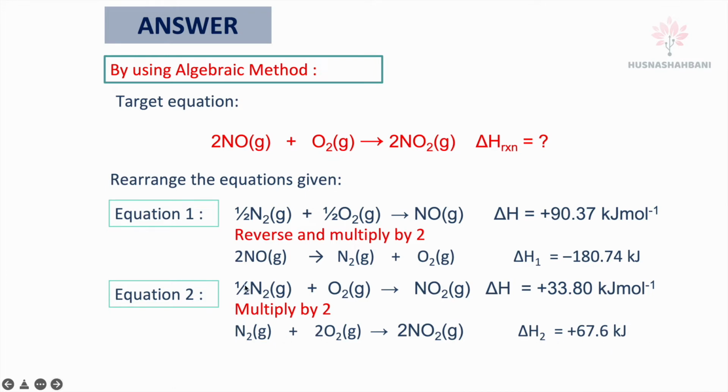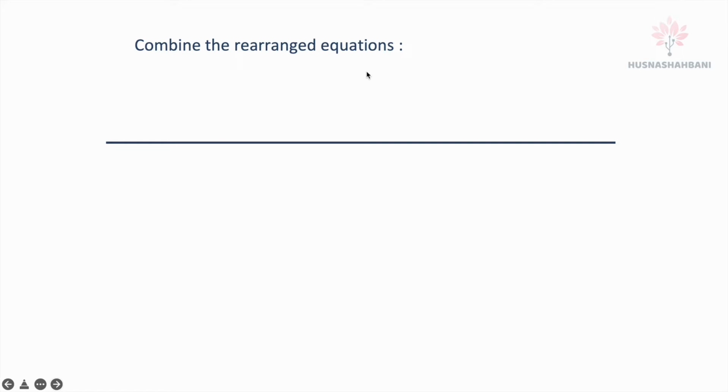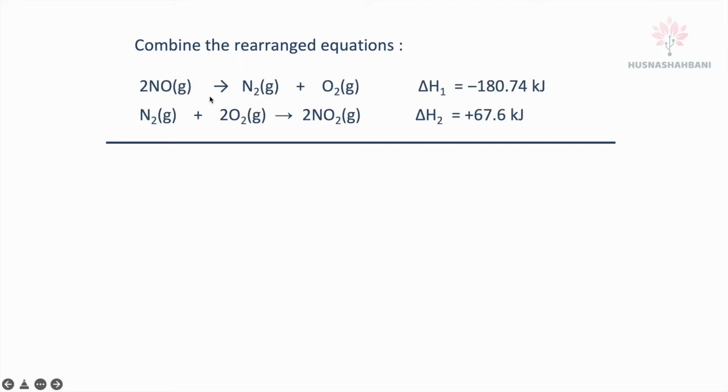And you have to multiply by 2. This is half multiplied by 2, you will get 1 mole. And oxygen 1 mole multiplied by 2, you will get 2 moles of oxygen. Now these two are your new equations. Write down, combine your rearranged equations. These are your new rearranged equations. And then you have to make this the target equation.